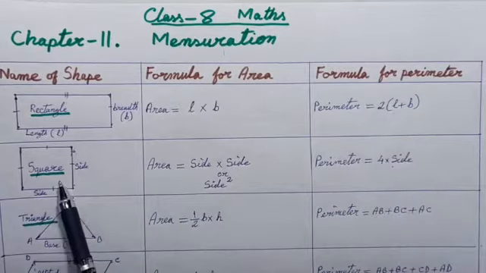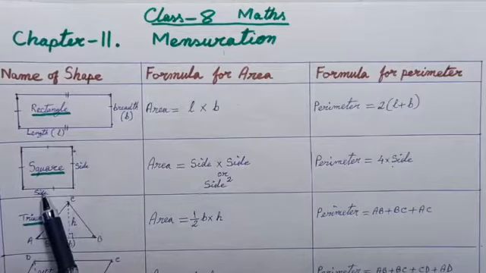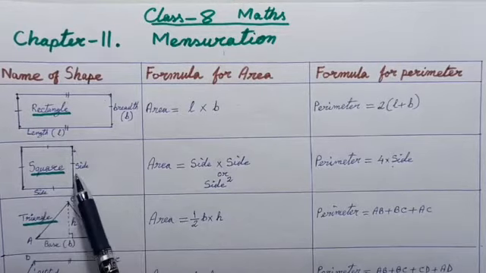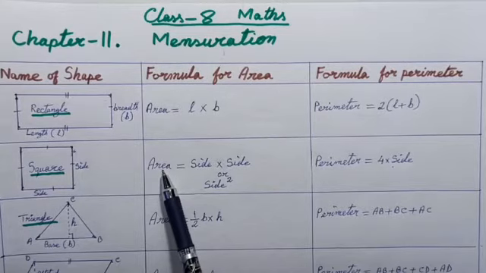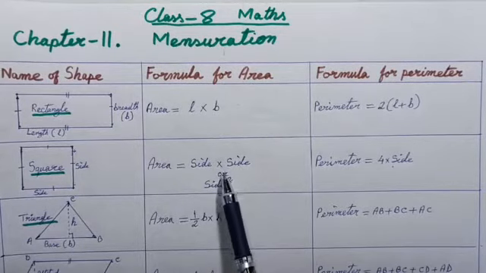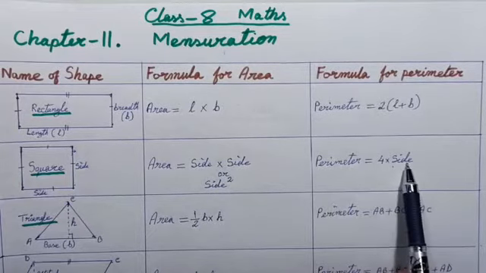Now square. In a square, all the four sides are equal, so side, and this also side. The formula to find out area of a square is side into side or side square. And the formula to find out perimeter is 4 into side.